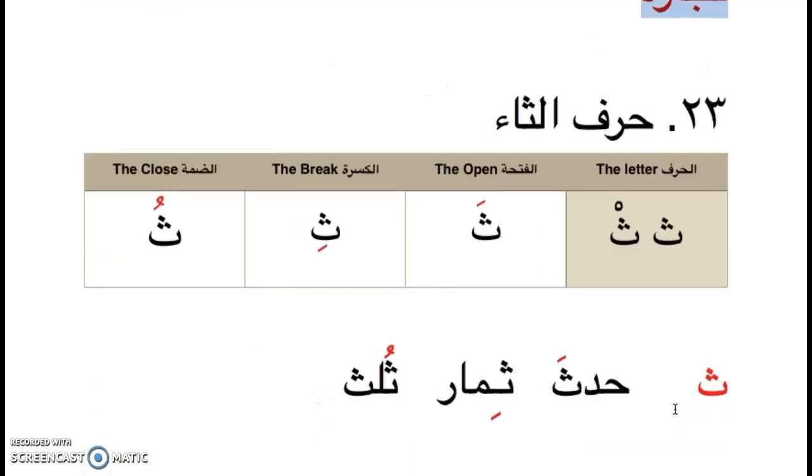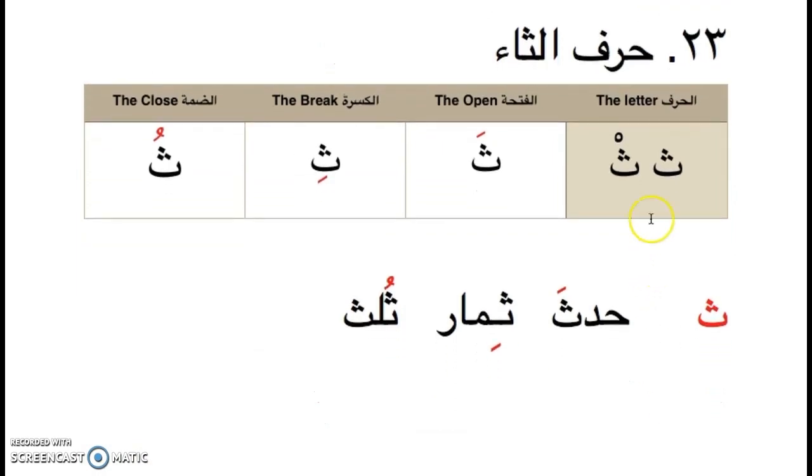Anyhow, moving on to harf al-tha. Tha, thi, thu. Hadatha, thimar, thulth. Hadatha means it happened, and we can add those. Ha, da, tha, hadatha, meaning happened. It already happened, past. Thimar is fruits.